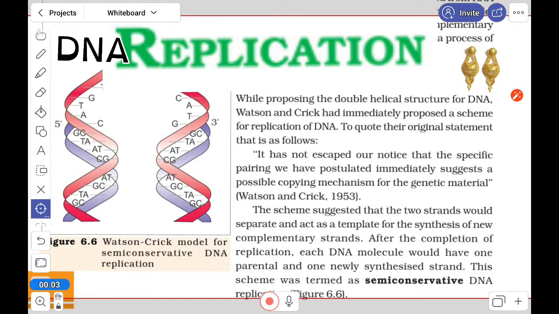Welcome to Bio class. Today we are going to discuss one of the important parts, that is DNA replication. Replication means the synthesis of DNA.